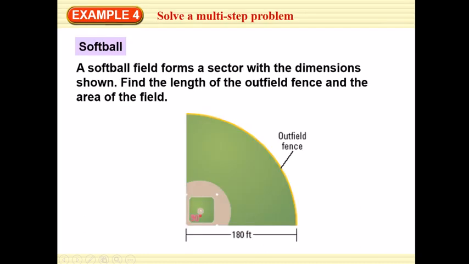And looking at example 4, this is a multi-step problem. A softball field forms a sector. Hopefully you remember this vocabulary word from geometry. I'll go ahead and highlight it. A sector is just a pie piece. Alright, it is a portion of an area of a circle. With the dimensions shown, find the length of the outfield fence and the area of the field.